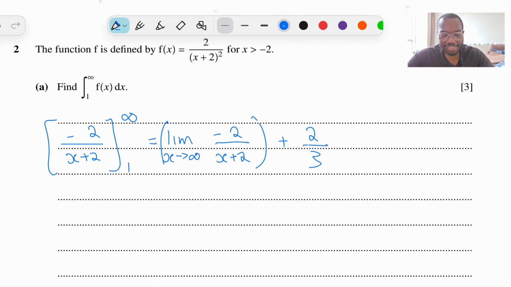So therefore, as x is going to infinity, the value is just going to tend towards 0, okay? Therefore, it would just be 0 plus 2 over 3.